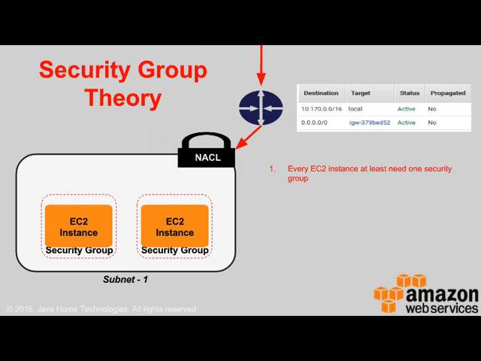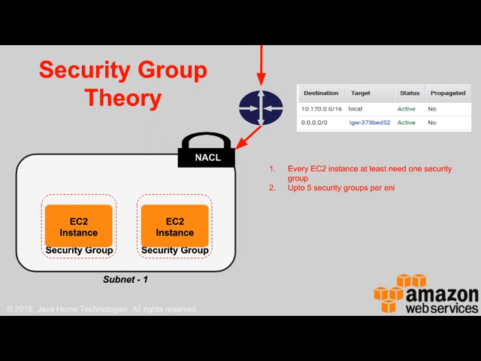So at least one security group is mandatory. Without creating a security group, you cannot launch an EC2 instance. So a minimum of one security group is mandatory for us. We can have a maximum of 5 security groups.